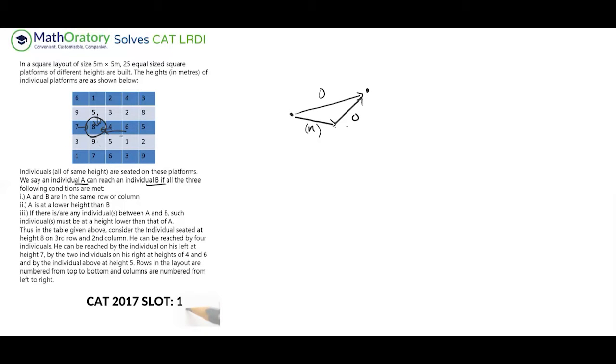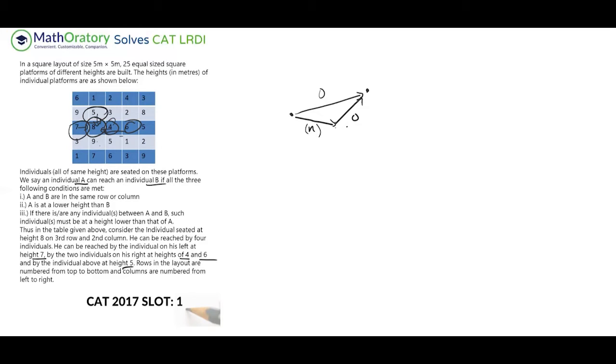So these are the 4 individuals, this 5, this 4, this 6, and the 7. So let's look at the examples. He can be reached by the individual on his left at 7, by the 2 individuals on the right, heights 4 and 6. So these are the 2, and by the individual above at height 5. So yeah, I have understood the set. This is something you can do beforehand, and then verify it from the example, whether you have understood it properly or not.